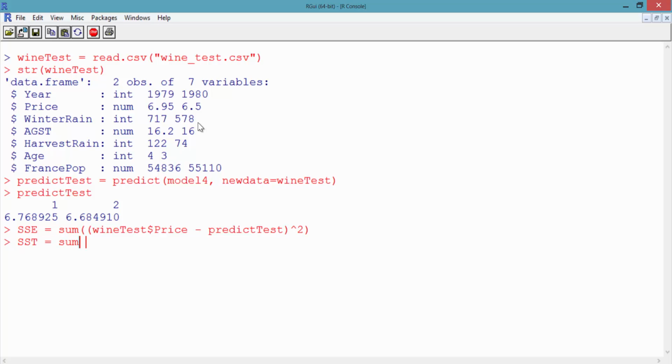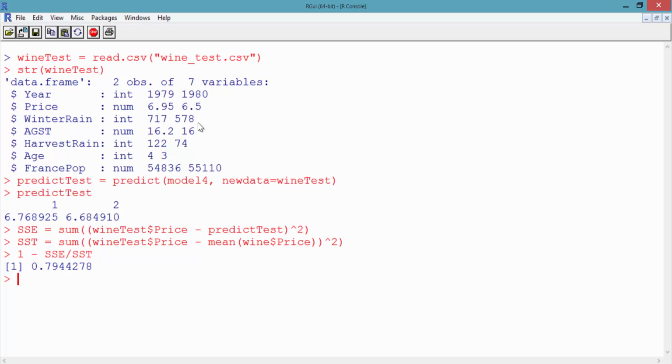Now let's compute the total sum of squares, which we'll call SST. This time, when we take the sum, we want to compute the differences between the actual values, wine test price, and the mean of price on our training set. Again, square these values and sum them up. Now, to compute the test set R-squared, we can just type 1 minus SSE divided by SST. So the R-squared on our test set is 0.79.